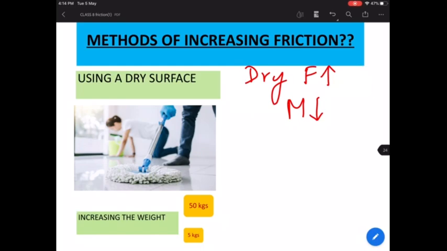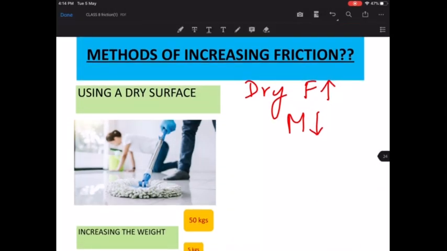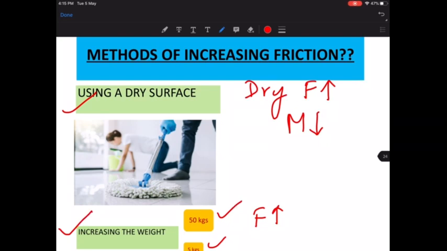Okay, next, you can also do one thing, you can increase the weight. Look at the figure over here. If you have 50 kgs of weight, and let's say 5 kgs of weight. If the weight is going to be more, then the friction is also going to be more. So the movement is going to be less again. It will not move. It would require a large amount of force. So how will you increase friction? You can increase it by making the surface dry, by increasing the weight, by making the surface rough.